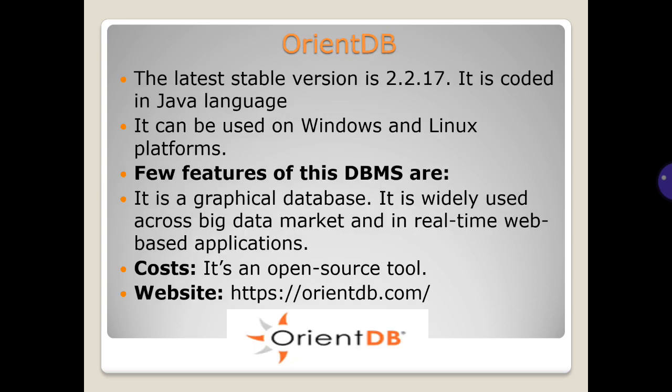OrientDB. The latest stable version is 2.2.1.17. It's coded in Java language. It can be used on Windows and Linux platforms. Few features of this DBMS are: it's a graph database. It's widely used across the big data market and in real-time web-based applications. It's an open source tool and a website.